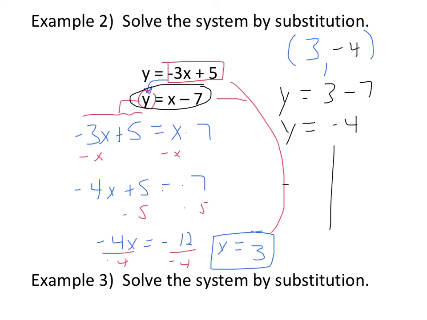And again, if we were to graph the lines, they would intersect at positive 3, negative 4. And this ends Lesson 2.2, Video 2.